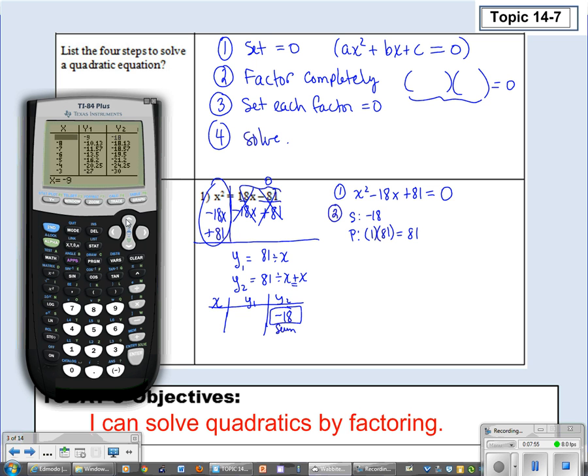One of the things I need to also verify with you is that in order to scroll up and down, you must be in the X column. If I try and scroll, I can scroll down in the Y columns, but I cannot scroll up. So in order to scroll up, you need to be in the X columns. Okay, I see my negative 18, and that tells me my two numbers are negative 9 and negative 9.